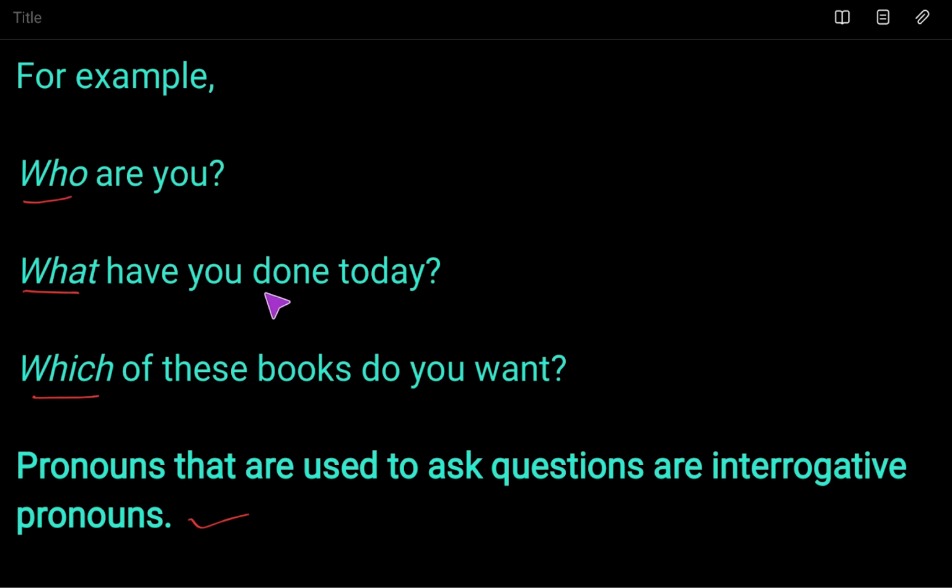What have you done today? In this place there is also no noun. Which of these books do you want? Here you can replace this book, which is used, but in these two sentences here there are nouns. When I am telling who are you, that time I am telling a person who is in front of me, that person is a noun.